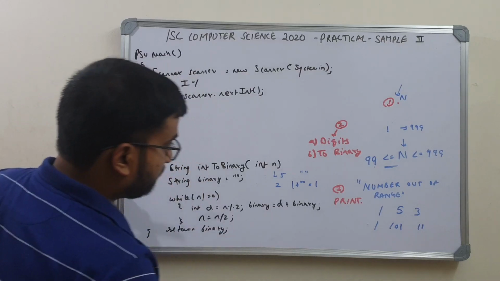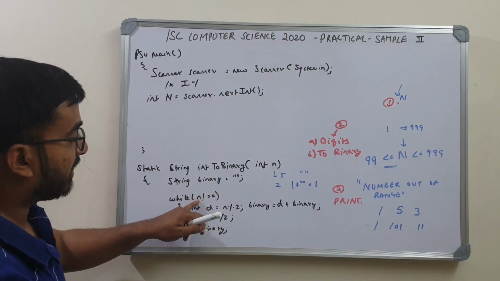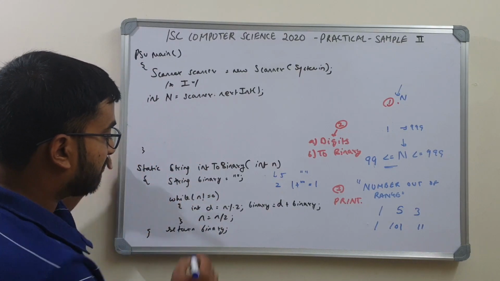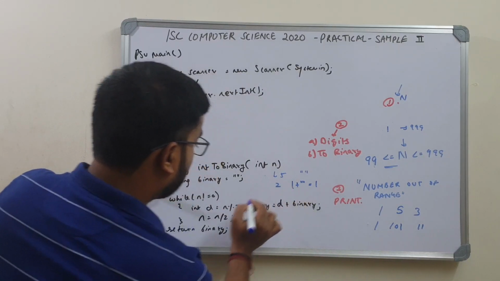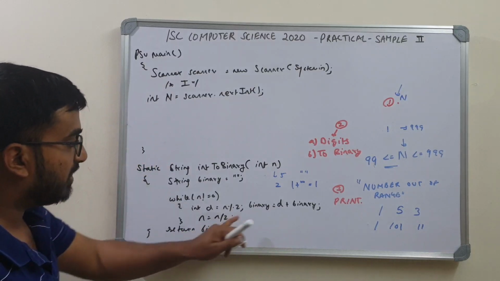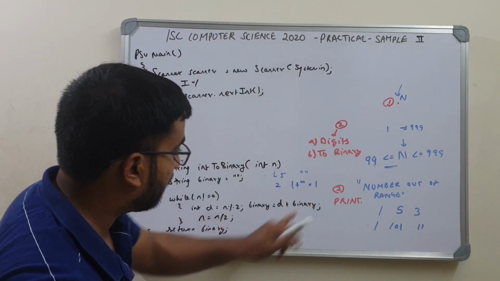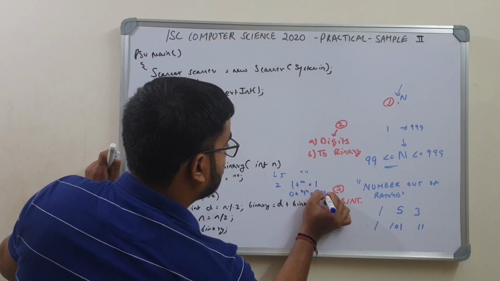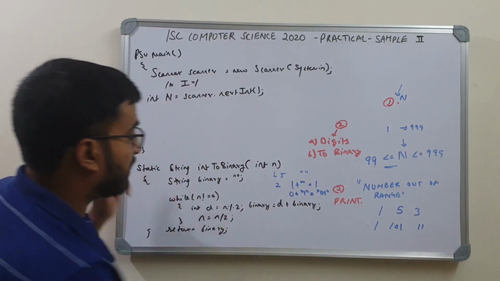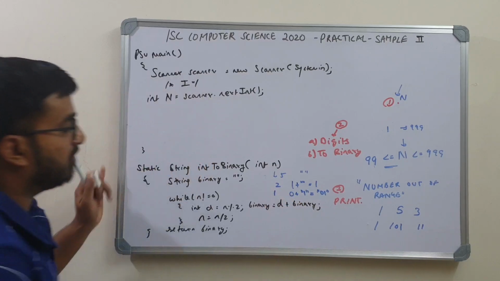Next we have n again, n is not equal to 0. We get d as n%2, so we get 2%2 which is going to be 0. The old binary is 1, so 0 plus 1 gives us 01, and n equals n by 2, so 2 by 2 becomes 1.